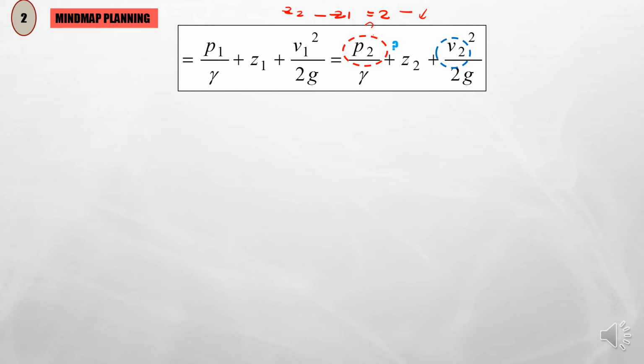So how about V2? Before you can determine P2, you have to determine V2 first. Now let's take a look. Before we proceed with V2, how can we calculate it? You have to get the specific weight, gamma, and the G value first. Actually, these values you can get from the table or appendix.